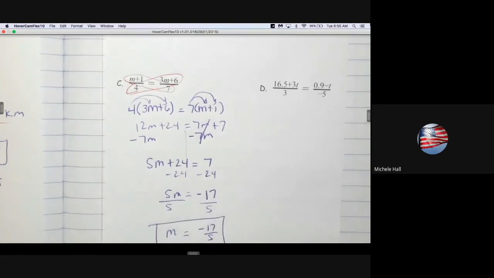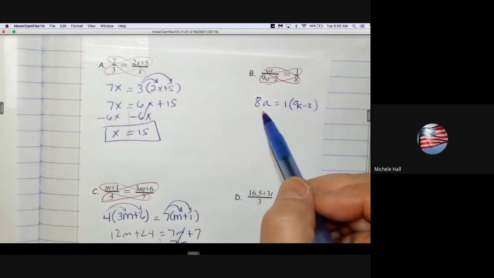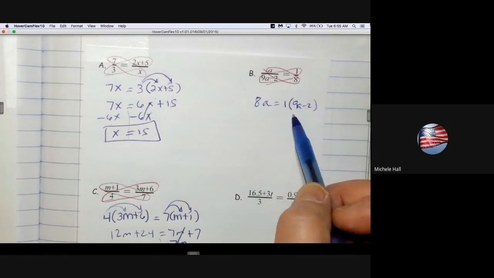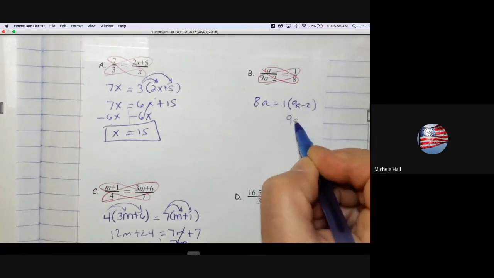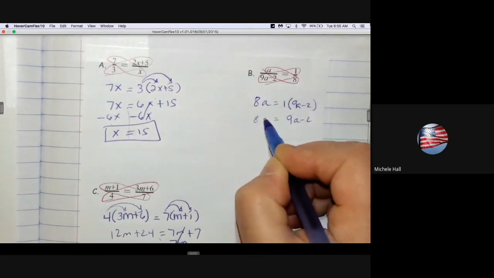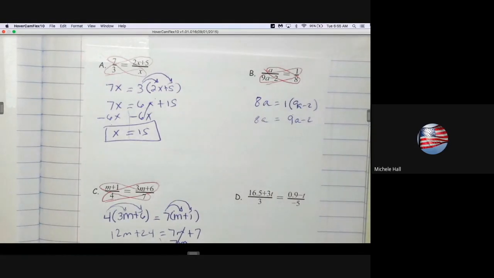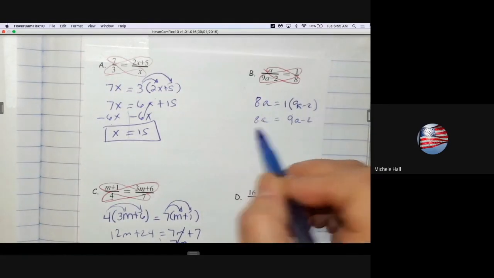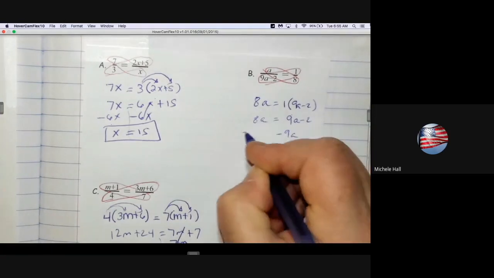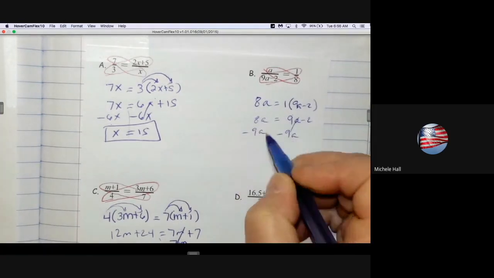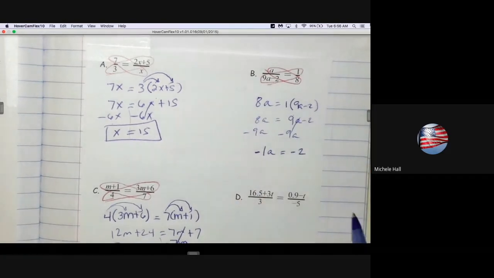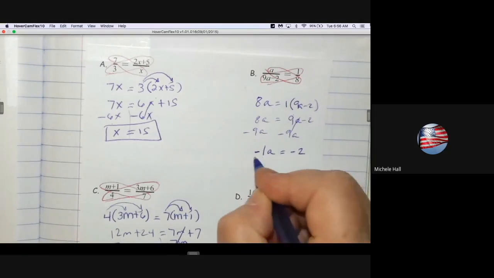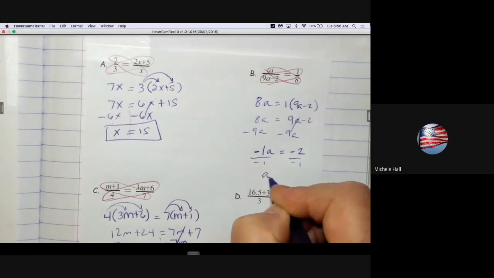Done. We have 8 times 8a, and then 1 times 9a minus 2. 1 times anything is going to be itself. 1 times 9a, 1 times negative 2. And I'm going to shift my 9a over to the left. 8 minus 9 is negative 1a equals negative 2. Am I done solving for a? No, you cannot leave it negative. It's being multiplied by negative 1, so I could divide by negative 1. We get a equals 2.